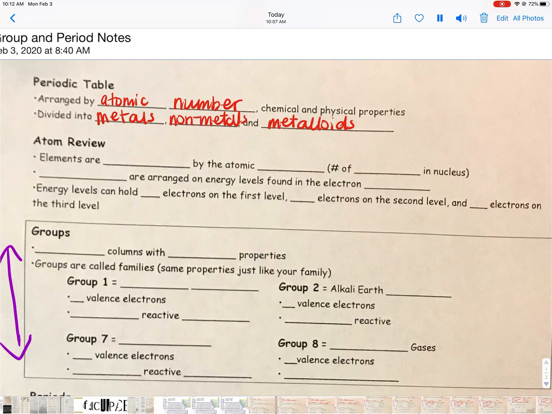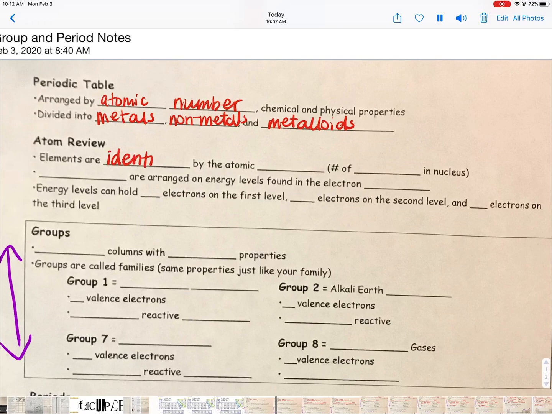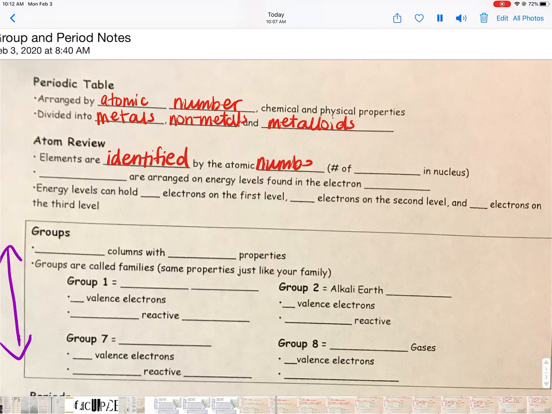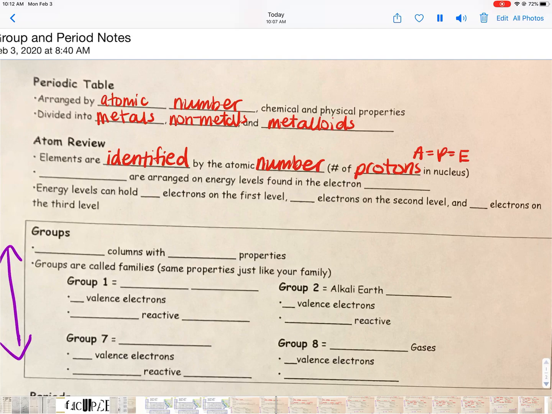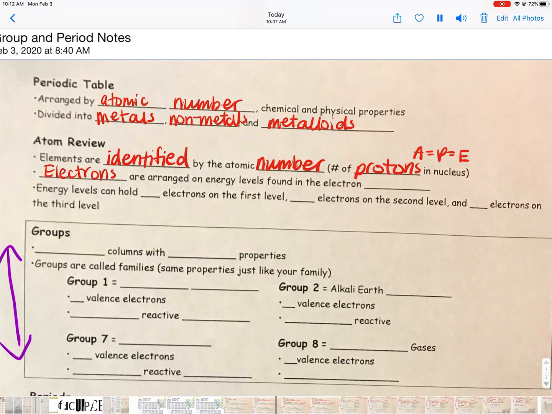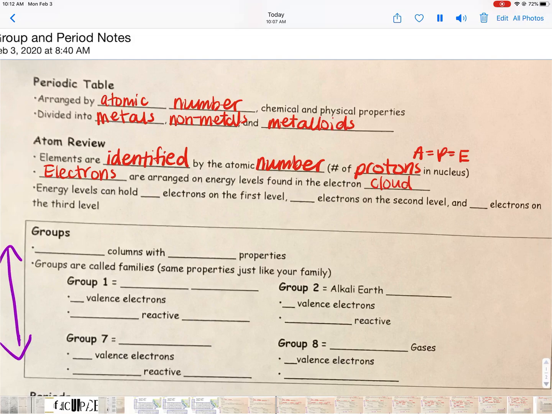So far, our elements are identified by the atomic number, which is also equal to the number of protons in the nucleus. Because remember that A equals P equals E. The electrons are arranged on energy levels, which are found in the electron cloud. And so that's each of those rings. We have our electrons sitting there.